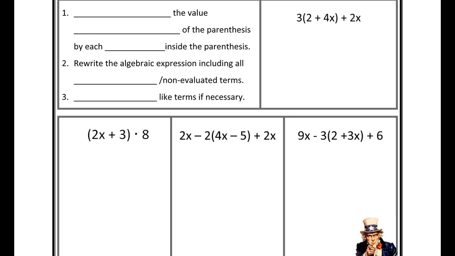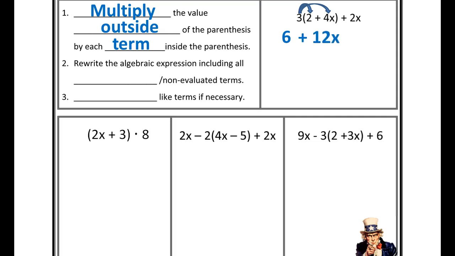Let's use the distributive property to simplify some algebraic expressions. First, we need to multiply the value outside of the parentheses by each term inside the parentheses. So we have the algebraic expression 3 times (2 plus 4x) plus 2x. So I need to distribute before I can combine like terms. I'm going to take 3 times 2. That's my first multiplication. I have two terms inside the parentheses, so I need to do multiplication 2 times. 3 times 2 is 6. I'm going to distribute the 3 to the 4x. 3 times 4x, I just multiply the coefficient. 3 times 4 is 12 sets of x.